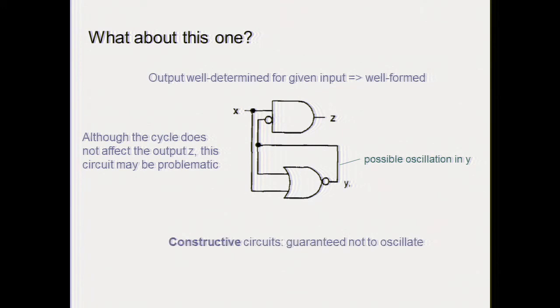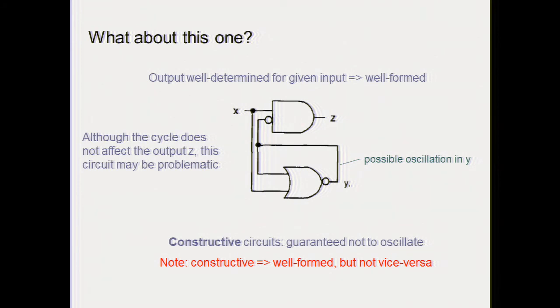Okay. So now, constructive circuits are things that are guaranteed not to oscillate. Constructive means that you can compute the fixed point using the grinding machine. That's all there is. And there's my friend, again, one of these guys of the French community, Gérard Berry, who used this to establish a symmetry between the hardware and the software implementation. Because in software, you can write something like this as well. So, although the cycle does not affect the output Z, this circuit may be problematic for what we said. It can be unstable and all kinds of stuff.